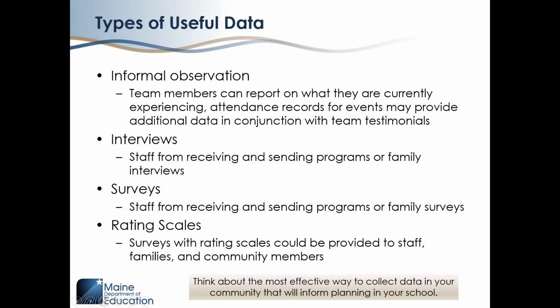So here are some types of useful data and useful strategies to collect that data. Think about whether there are pros or cons to each of these. The team can look at these after considering what data is needed to continue to inform the plan and then decide which method is best for collecting information. And some of these may already be happening. You may already be doing informal observation, reporting on what you're currently experiencing, looking at attendance records for events, and that can inform you as to whether or not you are reaching those hard to reach families or if you're connecting with all the families that you need to connect with or want to connect with.